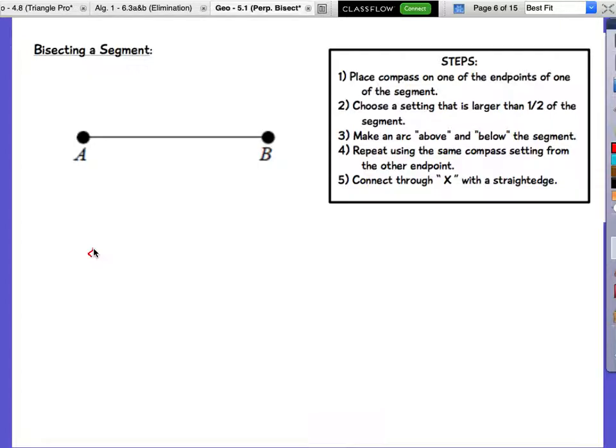And then you want a setting, so you want them apart far enough to where it's over half the segment, okay? Something like this might not work. Okay, you pull it farther apart.